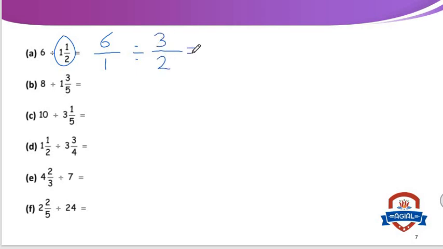Okay. So here I have two fractions. So we will leave, exchange, flip. Leave 6 over 1. Exchange divided by become multiply. Flip 3 over 2 become 2 over 3. Here we can divide 3 divided by 3 equals 1. 6 divided by 3 equals 2.